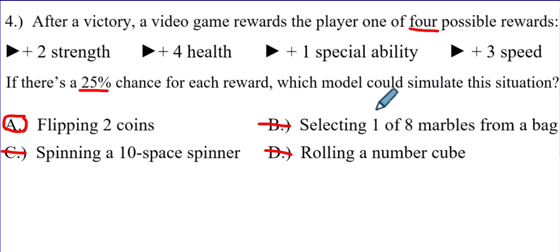Now, actually, you could use 8 marbles in a bag if there's 4 different colors, because then you'd have 2, 2, 2, and 2. And that would actually reduce to the idea of 1 out of 4. So believe it or not, choice B could work. It's not the obvious choice. So this one kind of had 2 different possible answers. But choice A is the most logical choice.